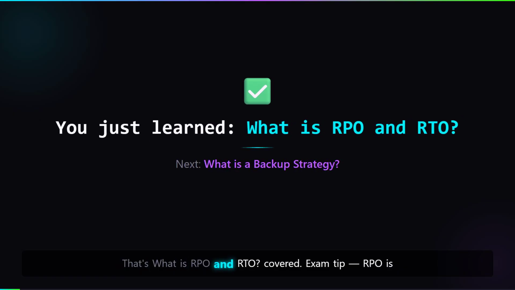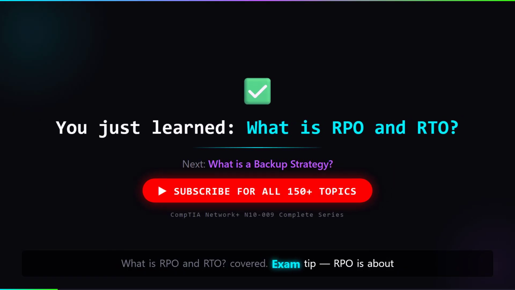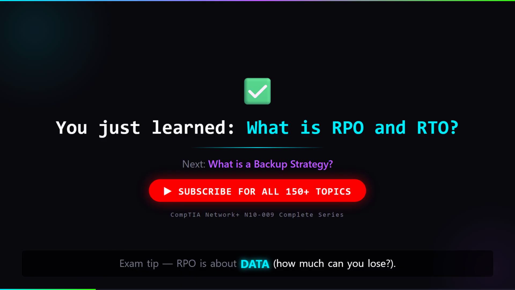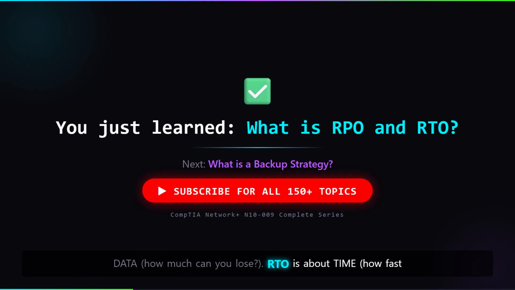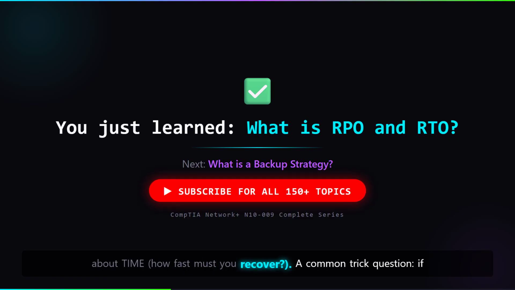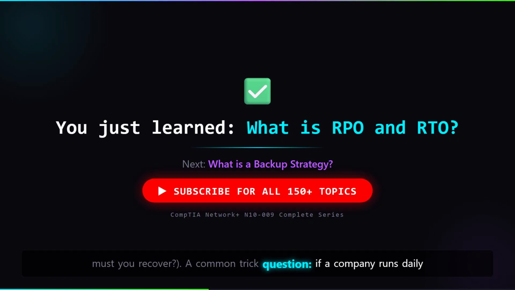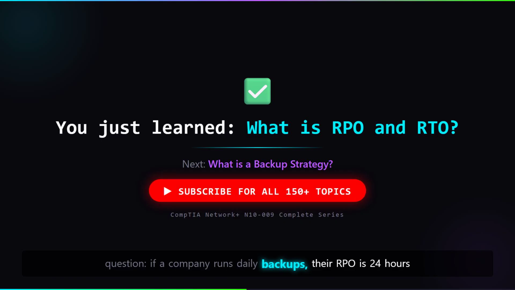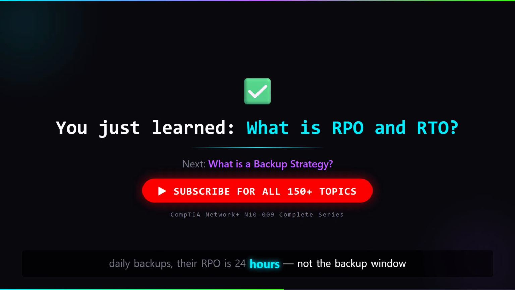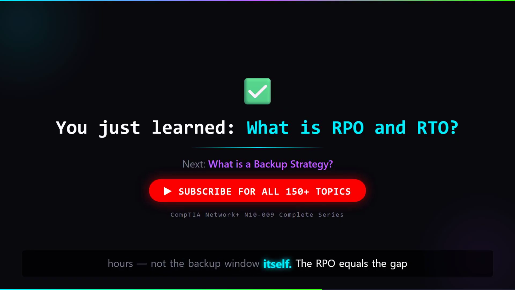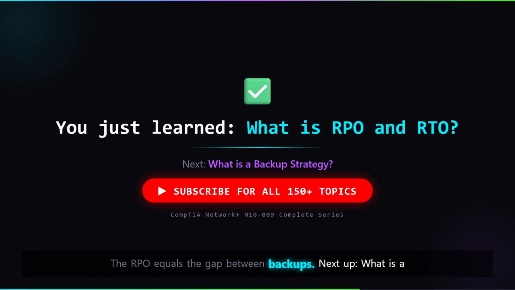That's what is RPO and RTO? Covered. Exam tip: RPO is about data. How much can you lose? RTO is about time. How fast must you recover? A common trick question: if a company runs daily backups, their RPO is 24 hours, not the backup window itself. The RPO equals the gap between backups.